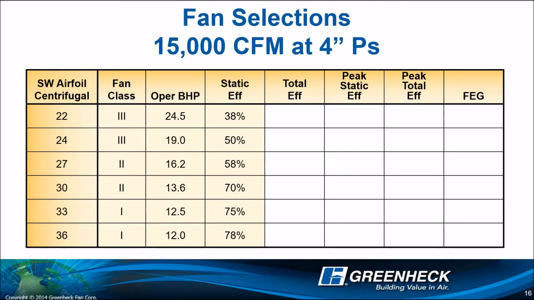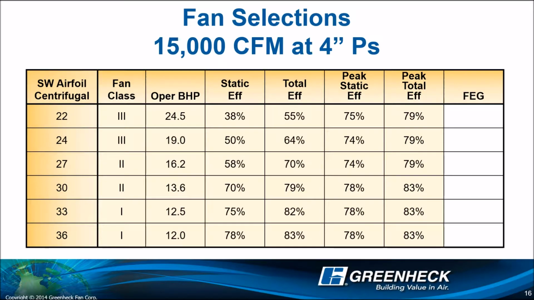The actual fan static efficiency is shown varying from 38% to 78%. Actual total efficiency, as expected, is higher, ranging from 55 to 83%. We can look at the peak static efficiency attainable for each size, and finally the peak total efficiency attainable for each size. Now notice the FEG values for each size, they are all the same. So again, FEGs are not a tool for making a fan selection. They simply classify the fan based on its peak total efficiency or its potential to be used as an efficient fan.